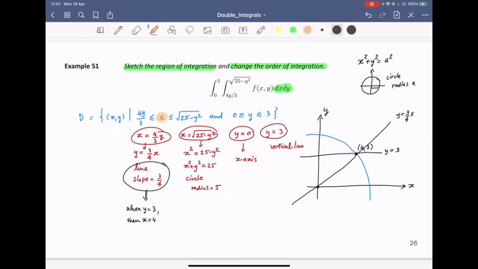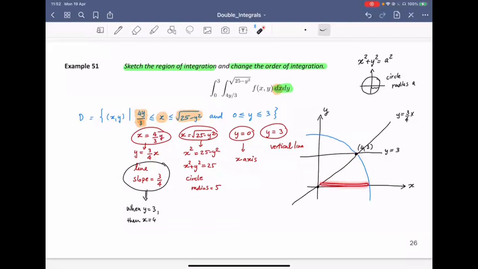You need x from the line to the circle. X is going to go from the line to the circle. This is when you integrate dx first, so this is when you do the horizontal line. You're going to go from the line to the circle when you do the horizontal line.